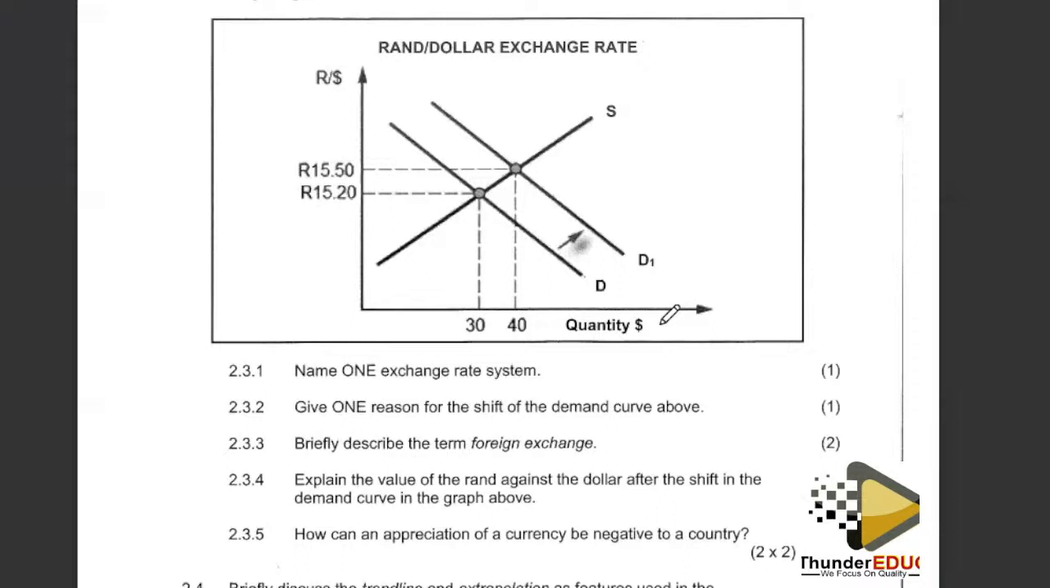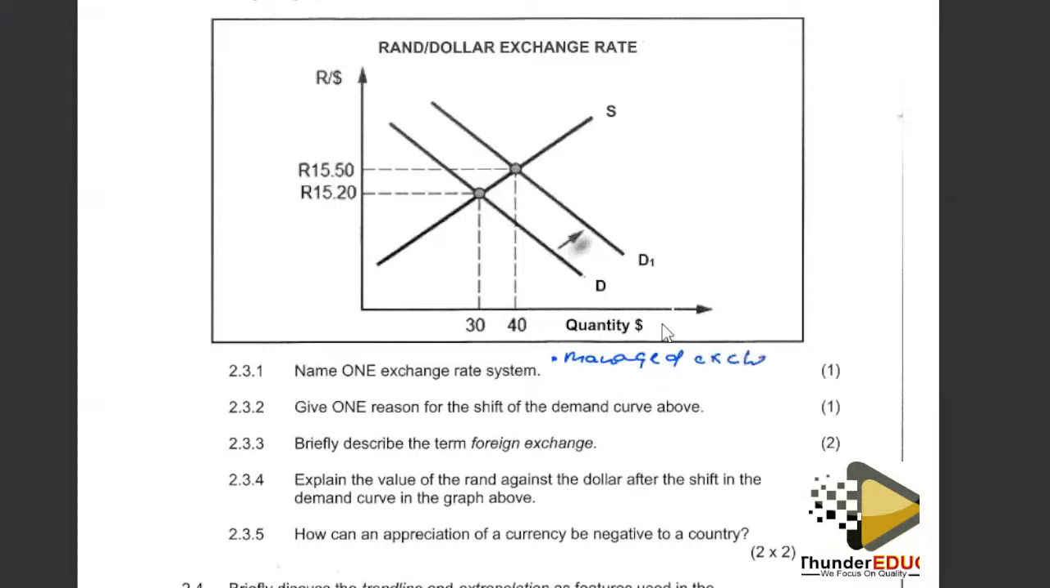Okay, right. So now let's check the first question, which is 2.3.1. Name one exchange rate system. Remember, guys, we have different types of exchange rate systems. We have the exchange rate system where it is being managed, meaning we have a managed exchange rate system. We also have a free floating exchange rate system. We also have a fixed managed exchange rate system. Okay, right. So now we are saying that we need one. We can just select from the three that I gave. So let's take managed.